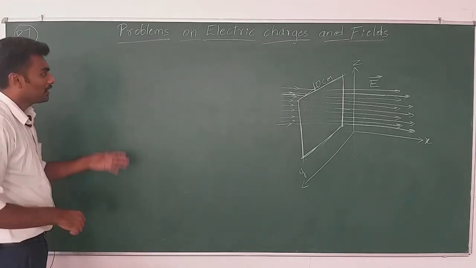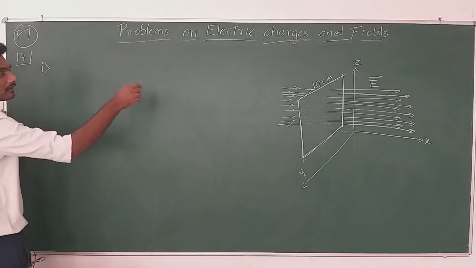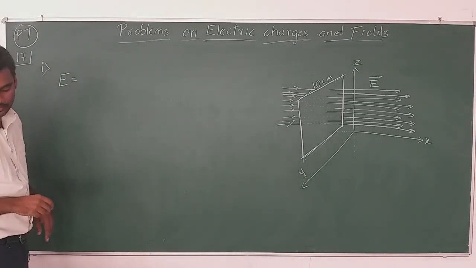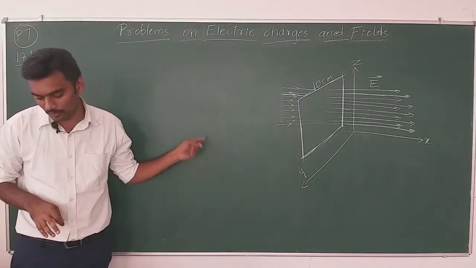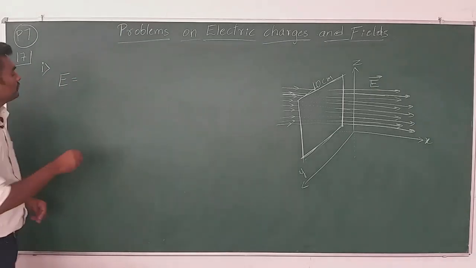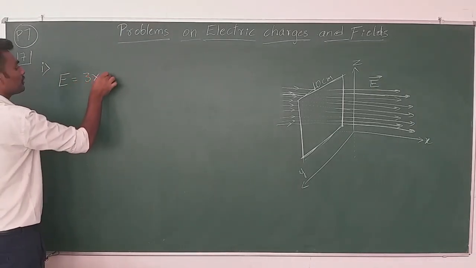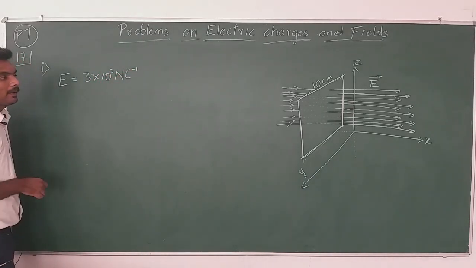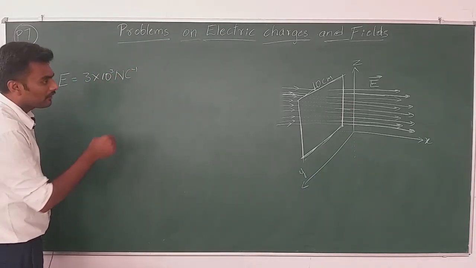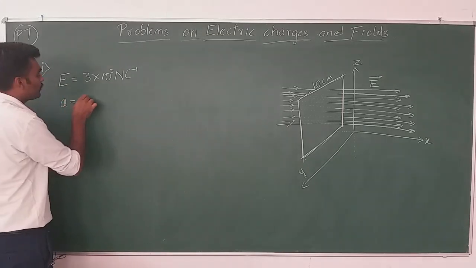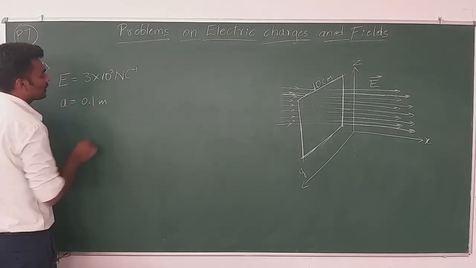Before we go for the formula, let me write the given data. The magnitude of electric field, since it's uniform, it's same at all the points in the given space. So E is equal to 3 into 10 to the power of 3 Newton per Coulomb, and the side of the square is given. Let me take that as A, which is 0.1 meter.